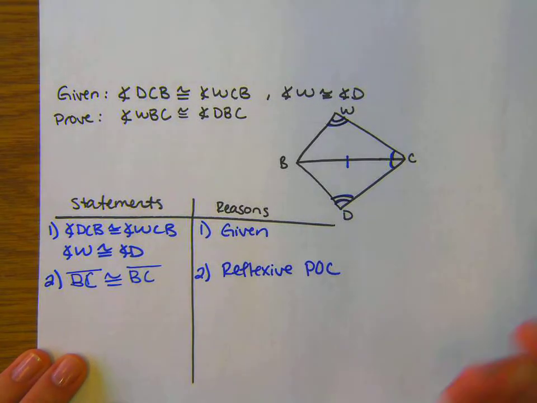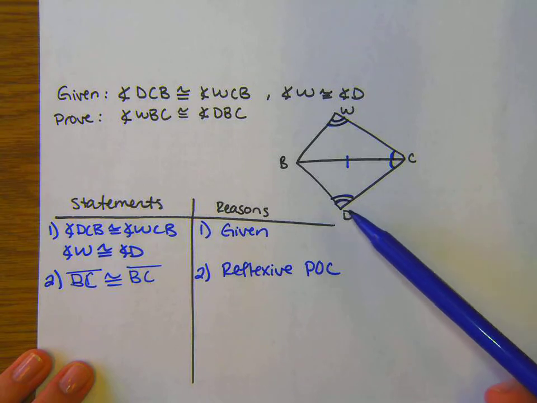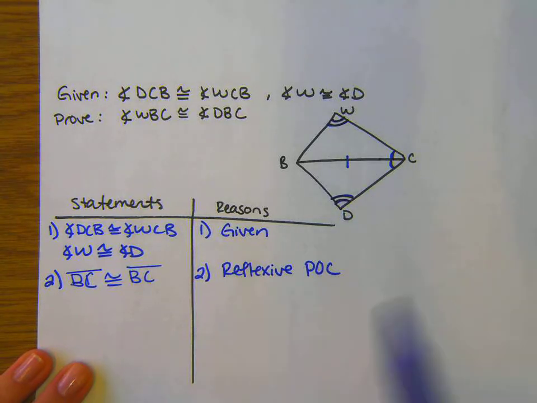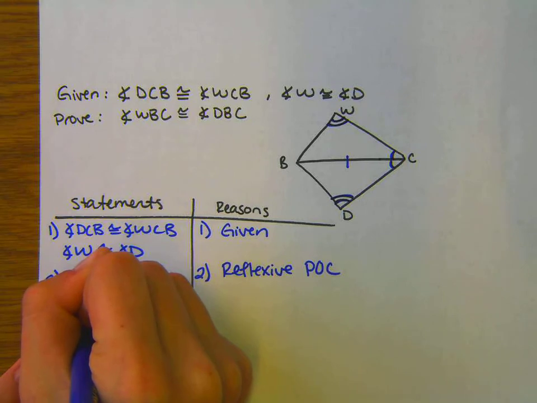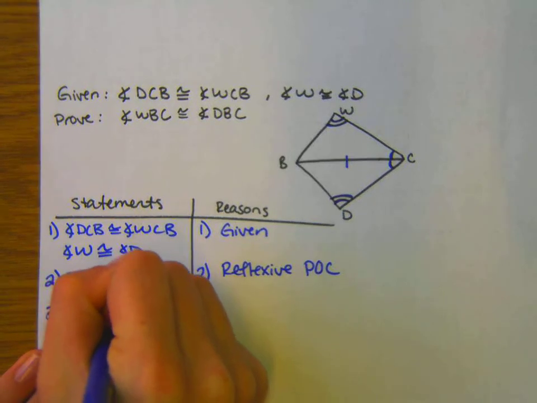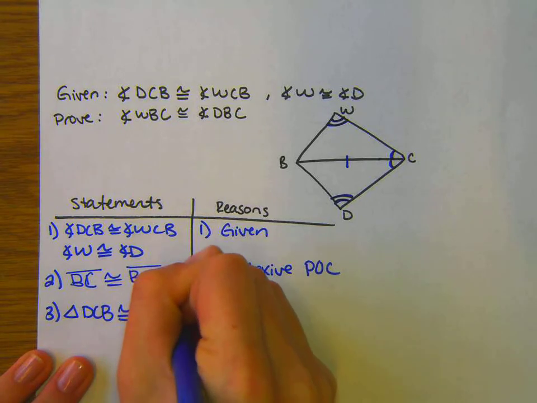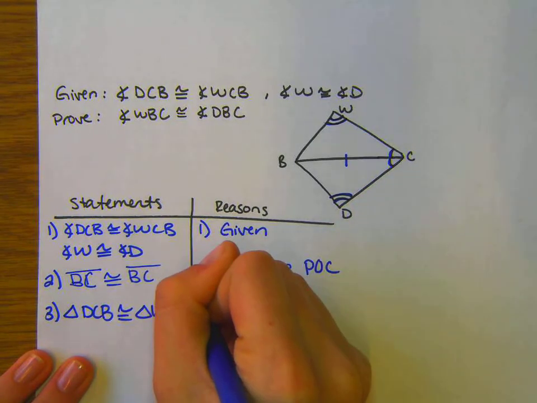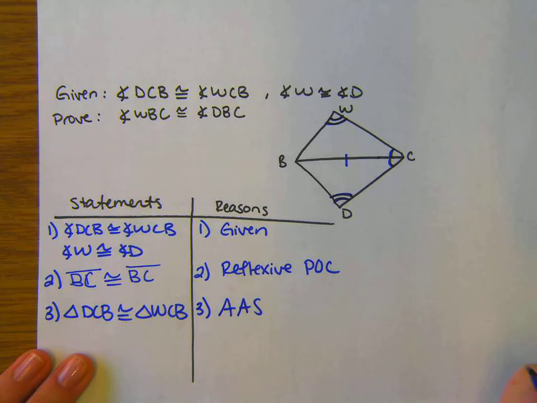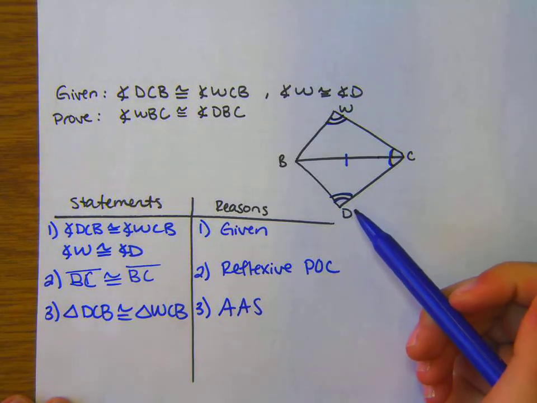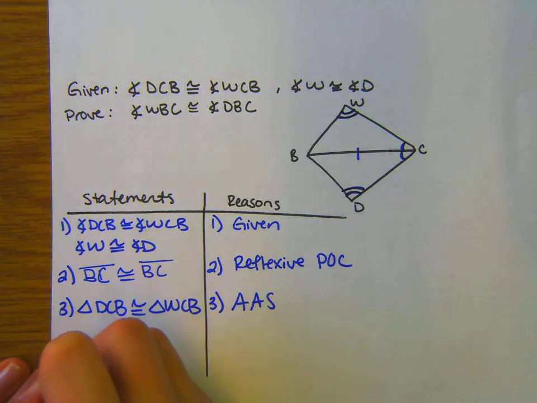Well, from here now, I have an angle and a side congruent to an angle and a side in these two triangles. So I can prove that triangle DCB is congruent to triangle WCB. So these two triangles are congruent by angle, side. And so this should be familiar from the last topic, but now this new piece is that we're going to go a step further.